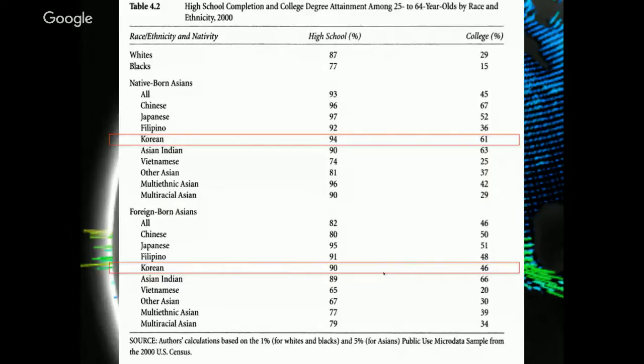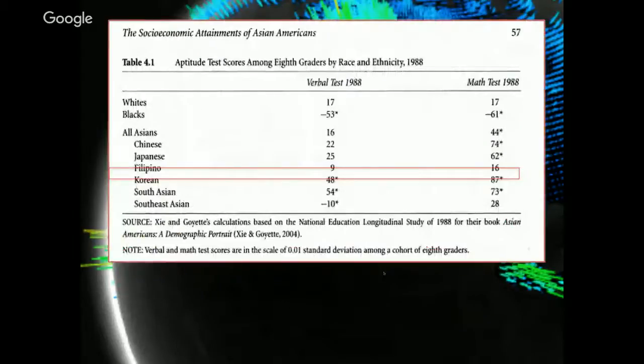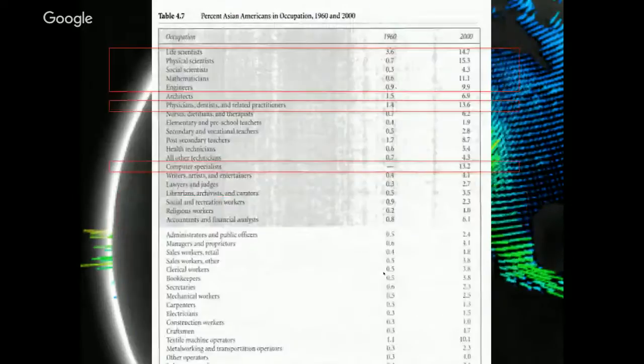So here's some more data. Labor force: Koreans, again, doing very, very well. If you think about it, aptitude scores are super, super high. Let's see what else we've got. Oh yeah, Asian to white earnings for native-born Asians, Koreans. And then looking at the types of jobs that Koreans and Asian Americans were taking in America, we're looking at a lot of computer specialists, doctors and scientists.